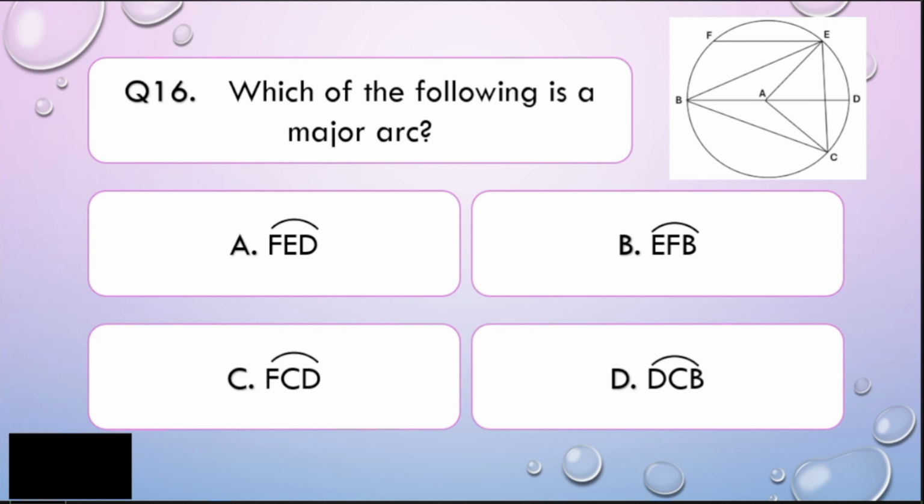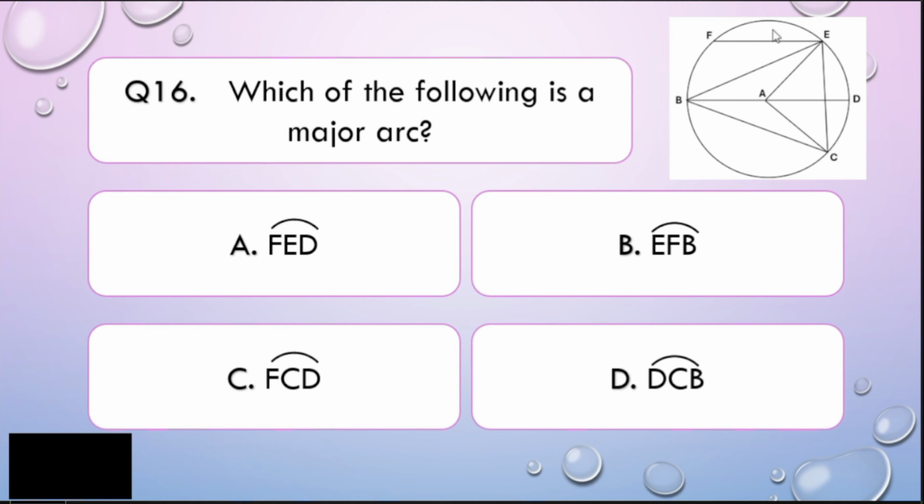All right, math learners. Now, talking about major arc, it is basically bigger than the semicircle, meaning the measurement is more than 180 degrees, but less than the whole 360 degrees, which is the circle. Okay, so let's check the figure. So FED, so that is FED. So this is the one.